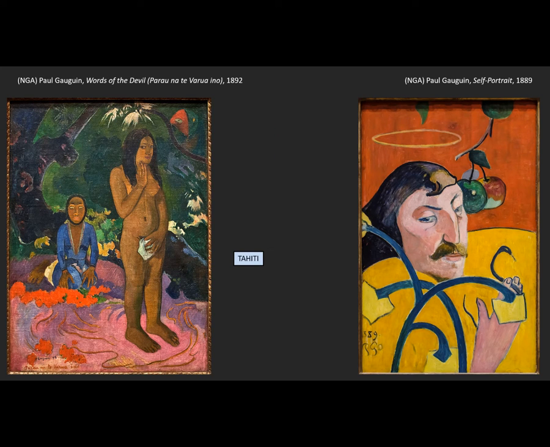Brittany wasn't enough for him. Brittany was still to develop, and Gauguin goes further afield at the end of his life. 1892, this is his first year there. He spent the last 10 plus years of his life in Tahiti, which was a French colony at the time. Now, Gauguin left a wife and 2 kids behind, never went back.